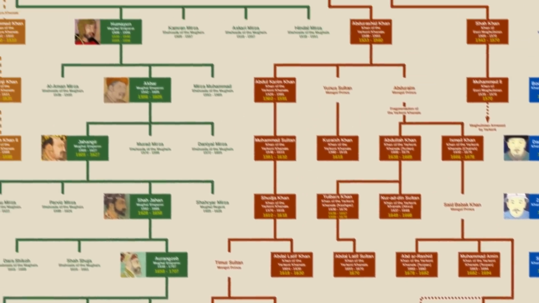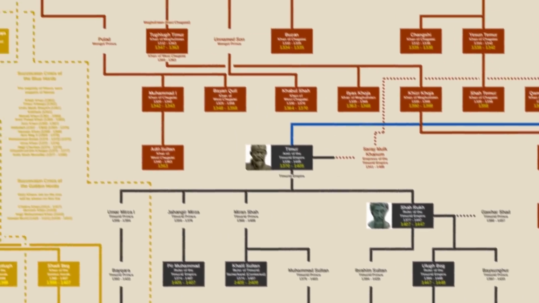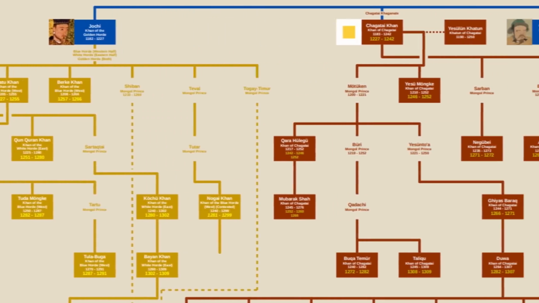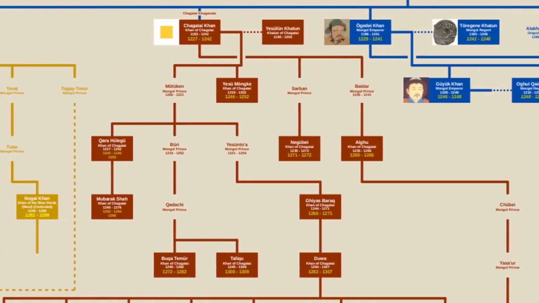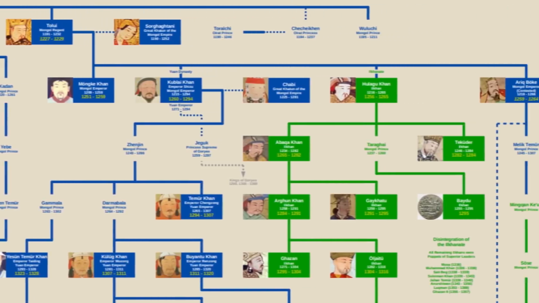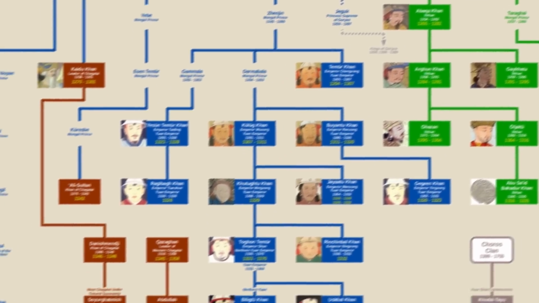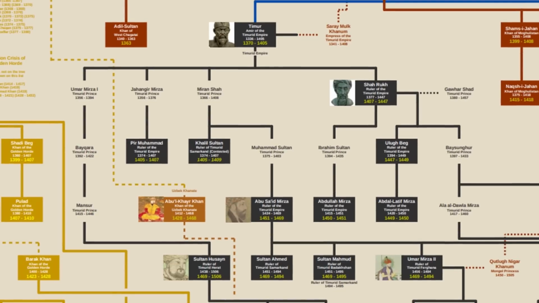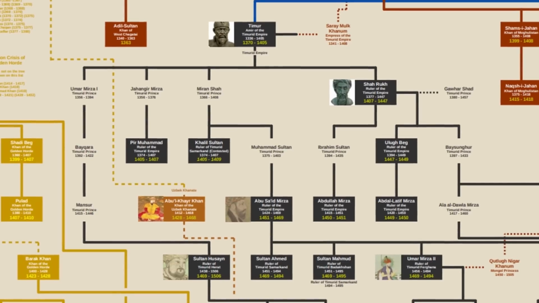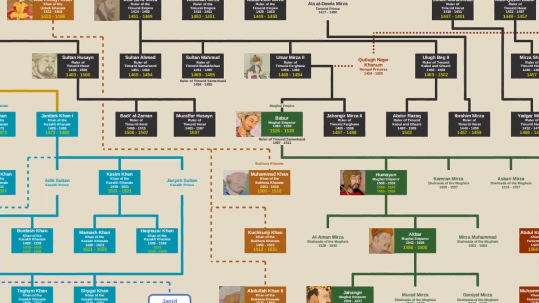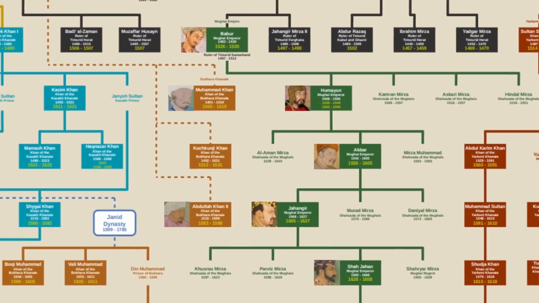But of course, there's also the descendants of his firstborn son, Jochi, shown in yellow, the descendants of Chagatai, shown in maroon, and the descendants of Hulagu, who ruled in Persia, shown in green. The black section in the middle is the dynasty of Timur, who wasn't actually a descendant of Genghis Khan, but rather a distant cousin.